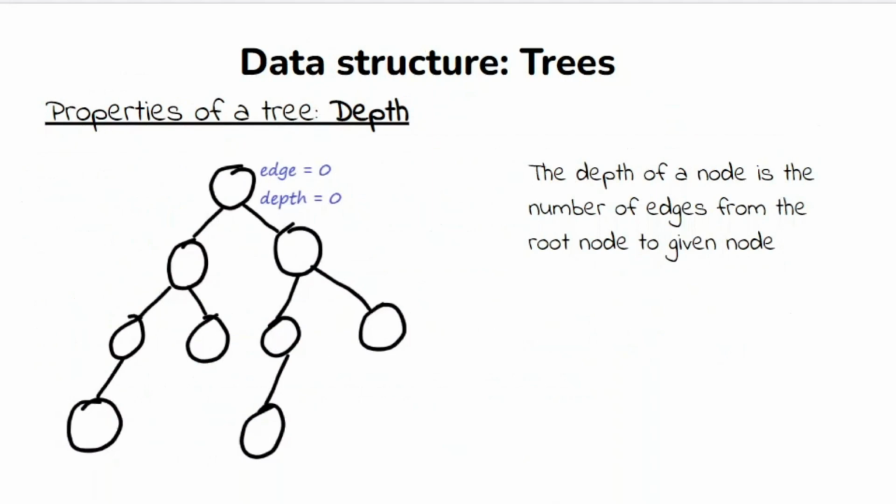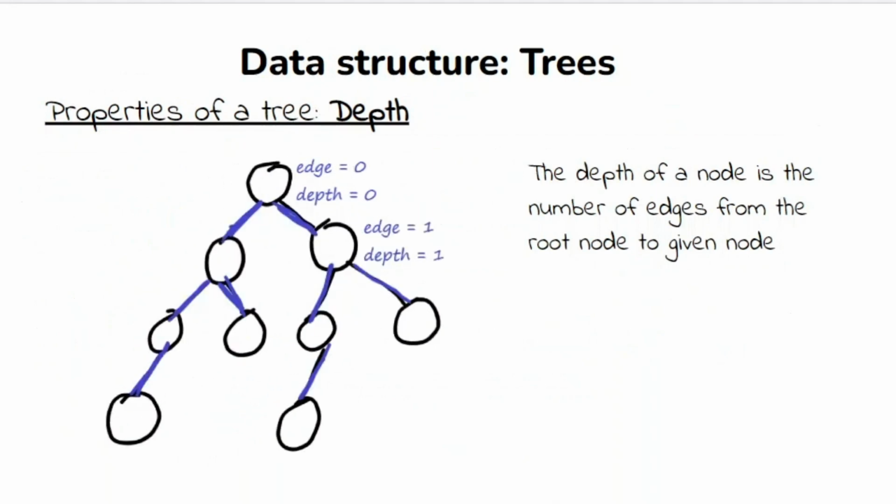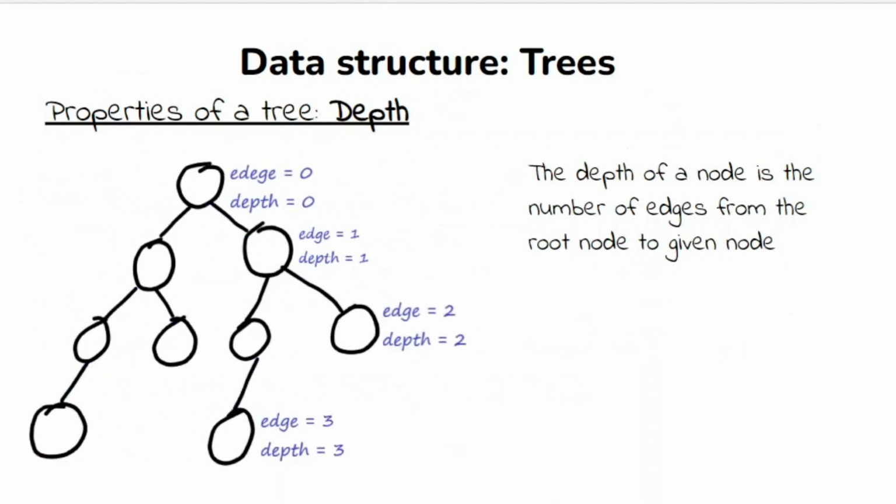When we are looking at the root node, there are no lines connecting anything to the root node. The root node is just the root node. Nothing is connecting to it, although it is connecting to others, but nothing is connecting into it. Therefore, the edge is 0 and the depth is 0. As we progress down the tree, we start to count the edges and count the depth as it progresses.